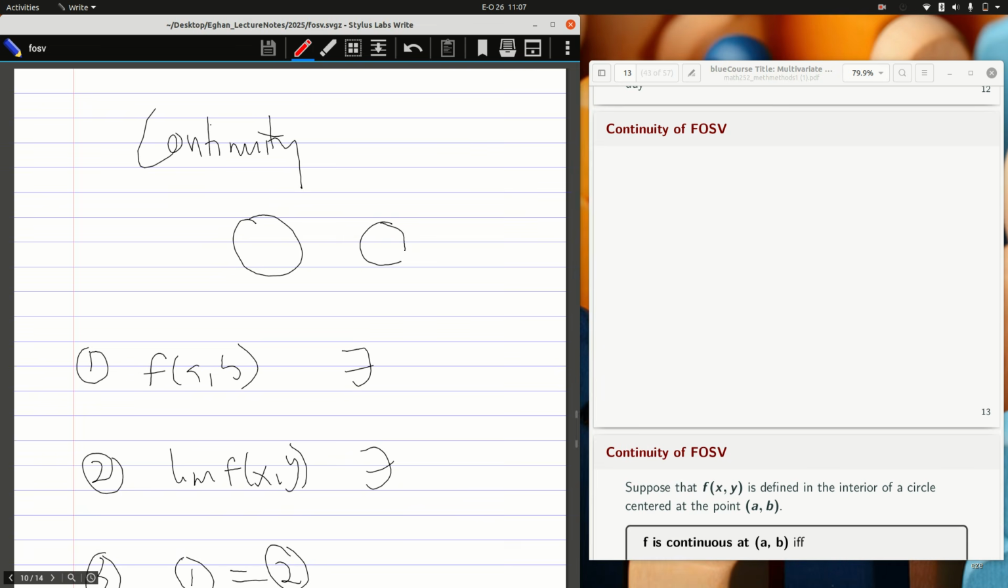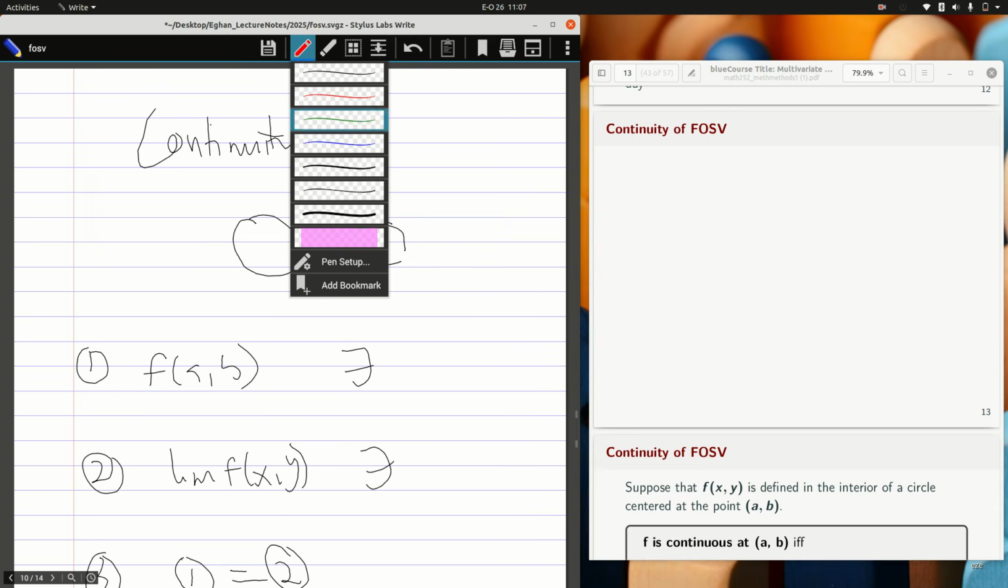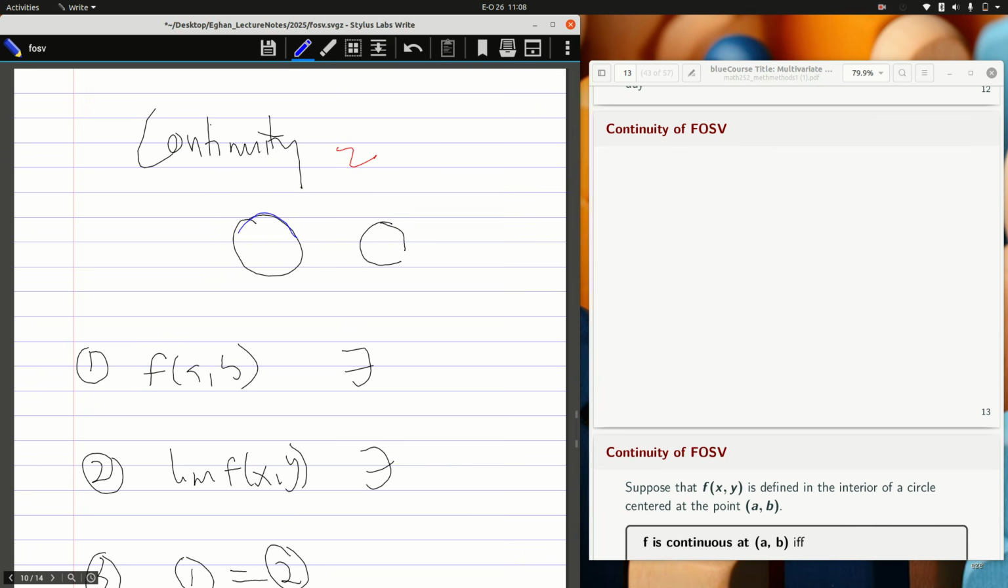Functions of several variables. Today I'm taking continuity of multiple variable calculus. For continuity, the analogy we always have is when you want to draw, let me change the pen from red to blue. We always say we draw a circle. When you draw a circle, you don't lift the pen, and that's the idea of continuity. It is continuous.